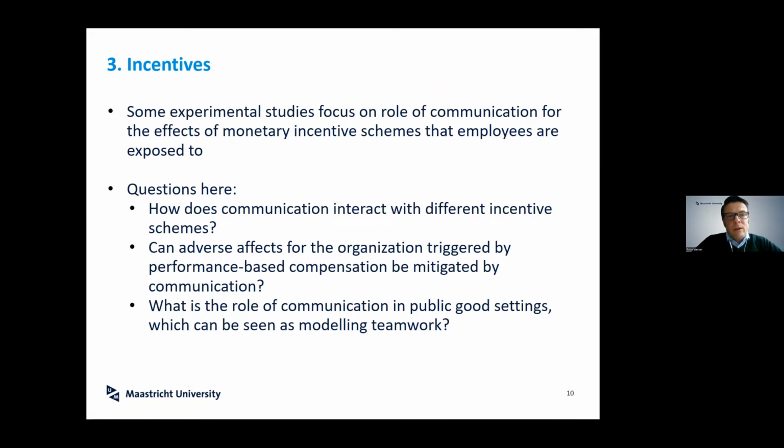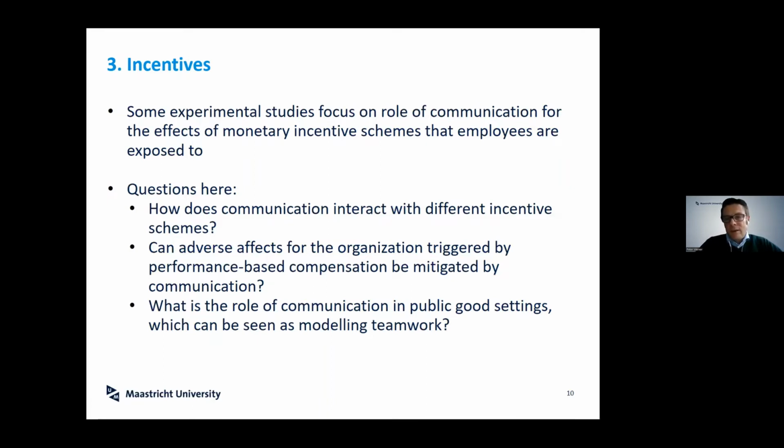Now we come to the studies in the field of incentives. So some of these experimental studies focus on the role of communication for the effects of monetary incentive schemes that employees are exposed to. So the idea in this literature is that such monetary incentive schemes link payment in some way to the output of the employee. And then the question is, how does communication interact with different incentive schemes?